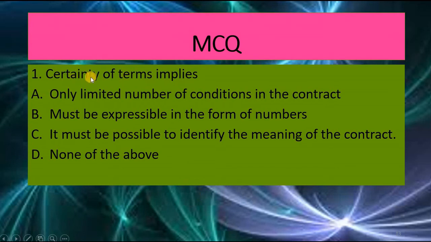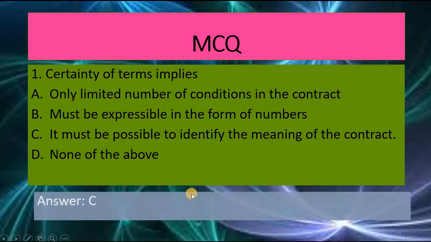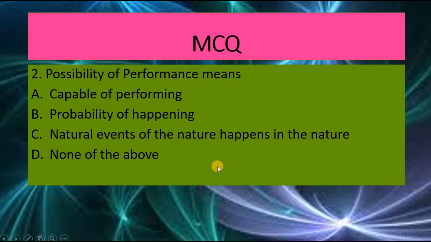Certainty of terms implies: only a limited number of conditions to be in a contract, must be expressible in the form of numbers, it must be possible to identify the meaning of the contract, and the last option is none of the above. So here, certainty indicates. Hope you guessed the answer. That is C. It must be possible to identify the meaning of the contract.